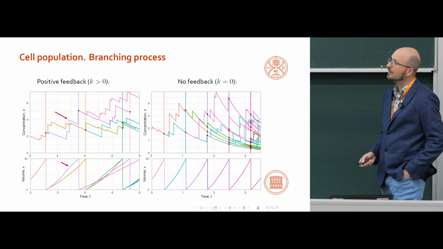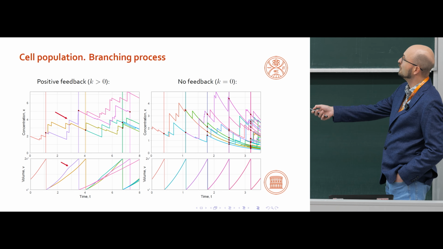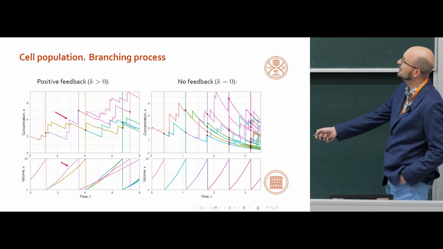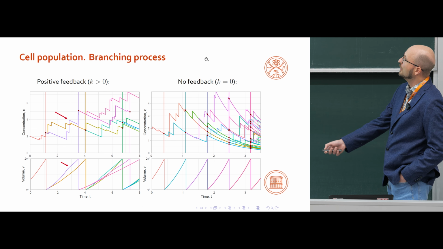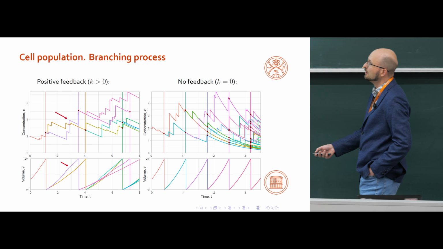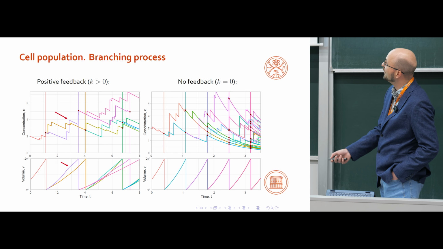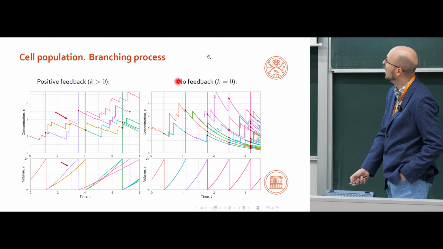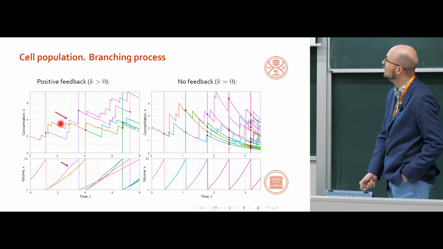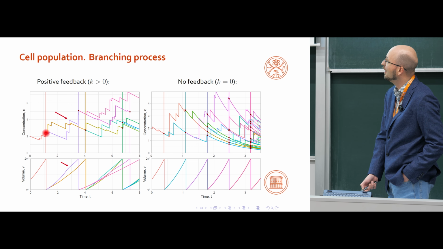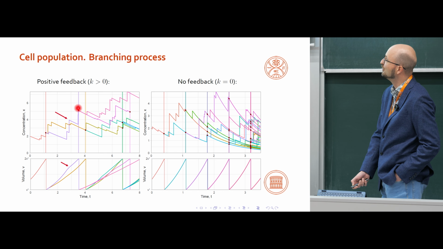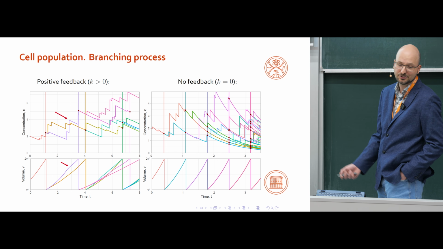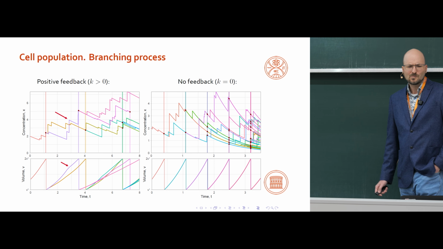And again, there are two versions of it. The first one will be positive feedback, where you have feedback k greater than 0, and then there's no feedback. Okay, so how it looks is pretty much the same as with single cells, but when you divide, you track both daughter cells. So you now have two trajectories, right? And then again, one of the daughters divides and you have three trajectories and so on.